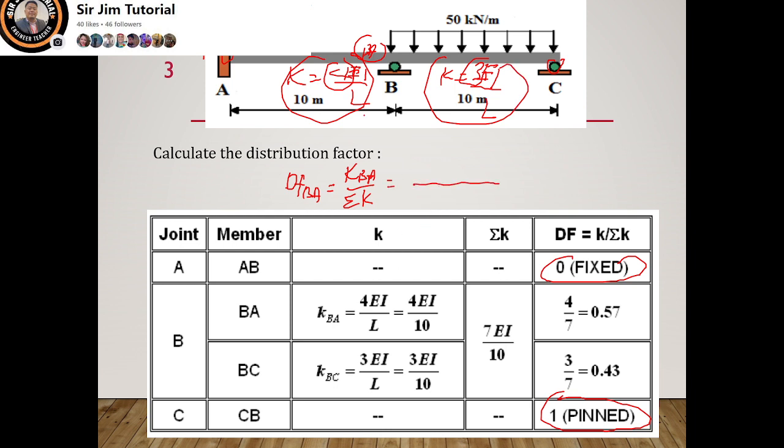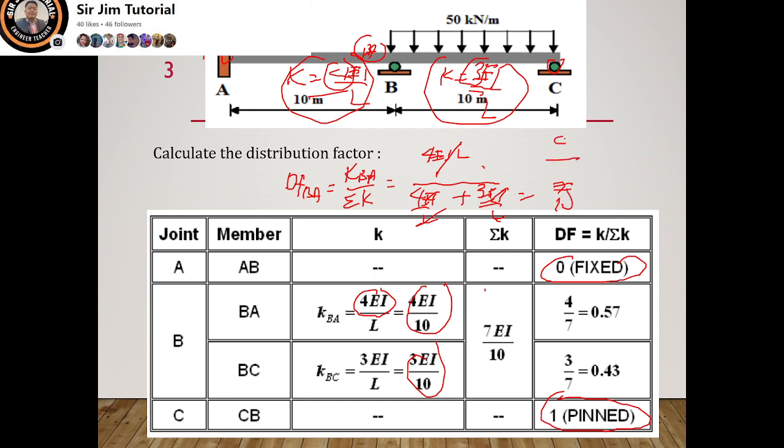Okay, KBA, as I've said, this is 4EI over L. So 4EI over L over the summation of K for this one and then this one. You just have to add this and then this. So 4EI over L plus 3EI over L. Okay, L and EI will cancel. That's the summation here. The total is 7 over 10.